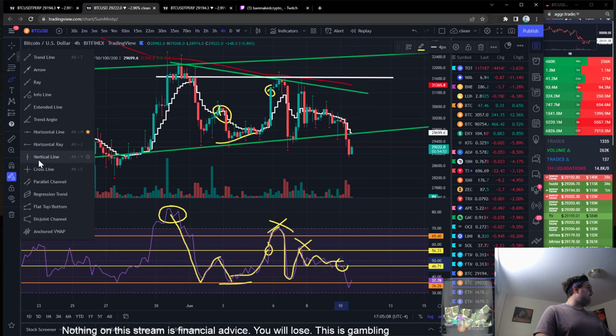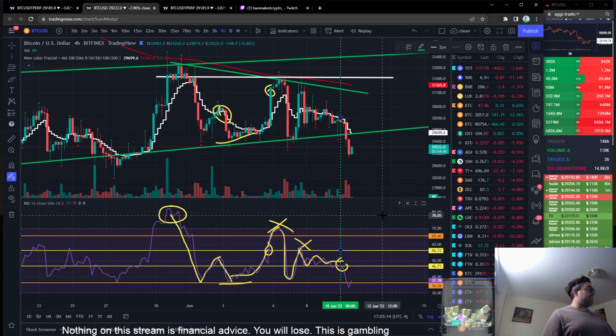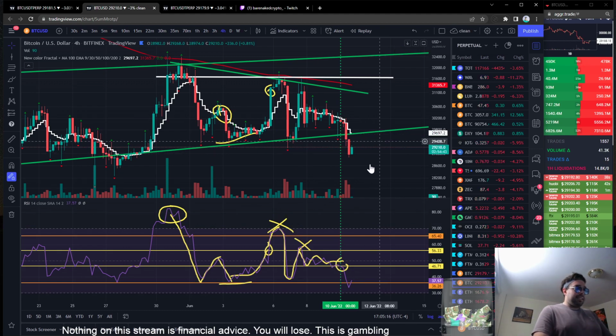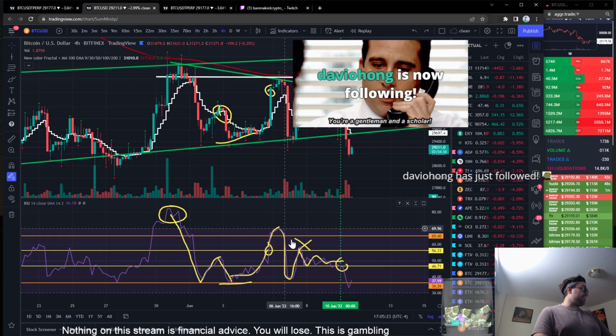Let's draw that line together. We go to the vertical line tool. Right about there, it started breaking down. You didn't need a bot to tell you that it was going to break down. You already kind of knew, hey, you know what? The RSI just keeps chopping down. God, I keep deleting it. I'm trying to make this a little bit clearer, right?